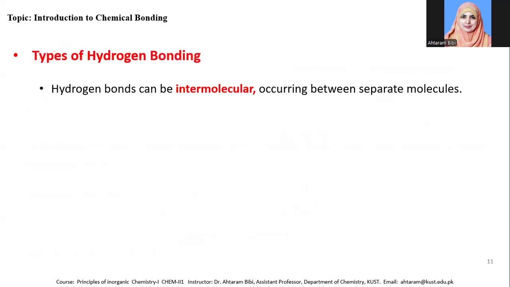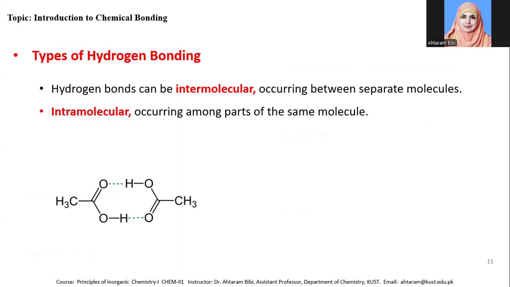One type of hydrogen bond is known as intermolecular, occurring between separate molecules. For example, one can see over here that there are two carboxylic acid molecules, and in the two carboxylic acid molecules, the hydrogen is attracted by the carbonyl oxygen atom. As this hydrogen bonding exists between two molecules, it is known as intermolecular hydrogen bonding.